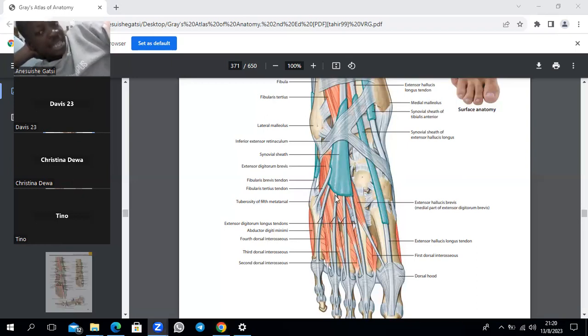Normally, we just describe this muscle as the extensor digitorum brevis. No plus, no minus. But if you want to really analyze it, that extensor digitorum brevis, its most medial tendon, or part, this one, is what we call the extensor hallucis brevis. So in reality, extensor hallucis brevis is a part of the extensor digitorum brevis.